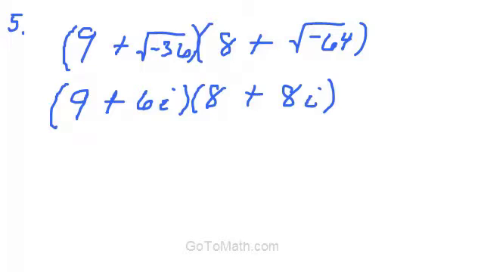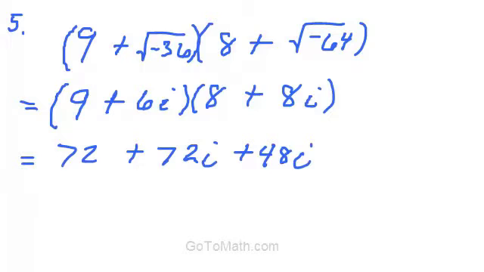So let's go ahead and multiply these out. We end up with 9 times 8 is 72. I guess I should write an equal sign here. So we have 9 times 8 is 72. 9 times 8 is 72 again. I guess we could say 72i. 6 times 8 is 48i, and then 6 times 8 is 48 i squared.